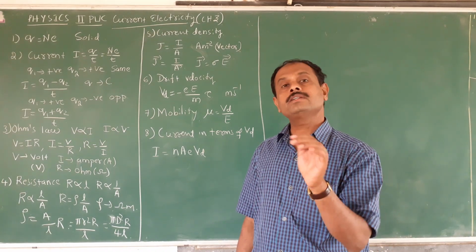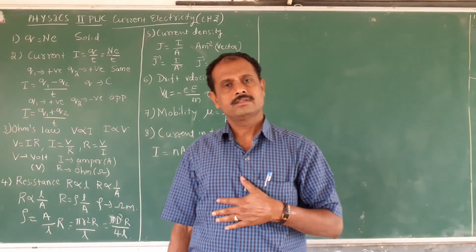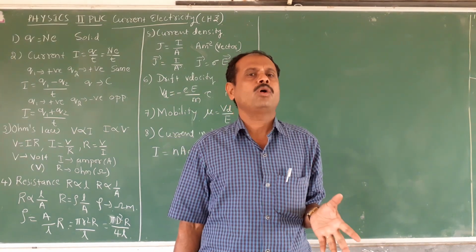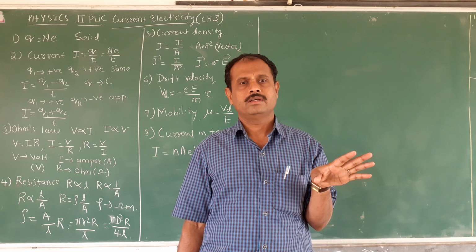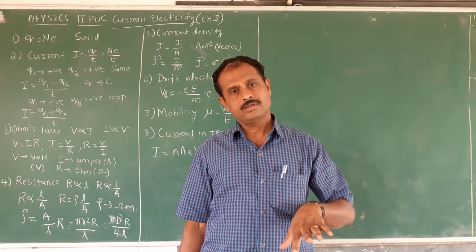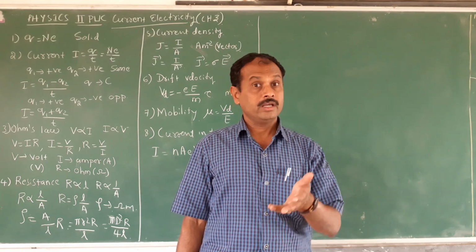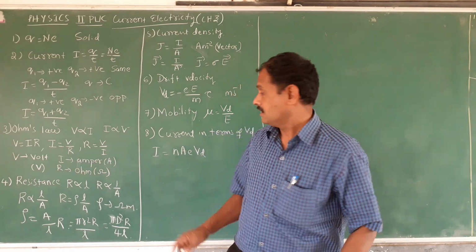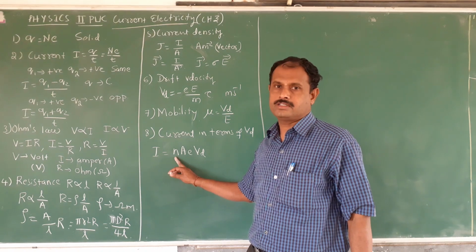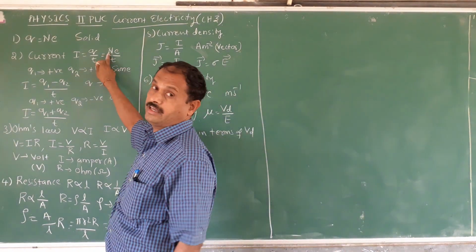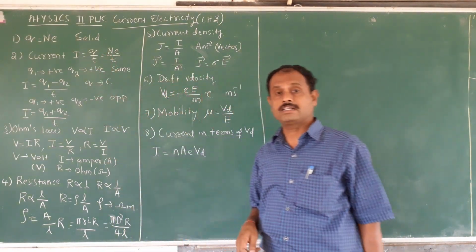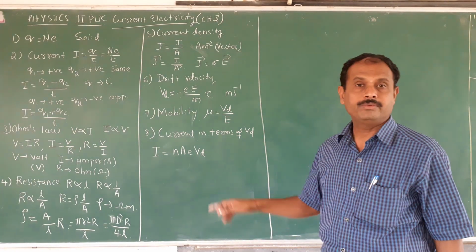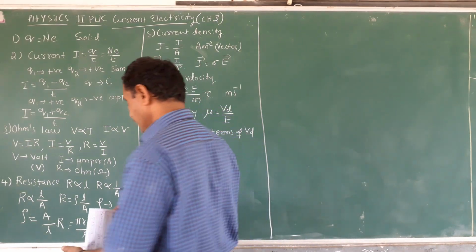Electron density is different for different materials. For example, copper has a certain electron density, and aluminum has another electron density. Electron density is different for different metals. Here n is the electron density, the number of charge carriers. A is the cross-section area, e is the charge of the electron, Vd is the drift velocity. This is the point.